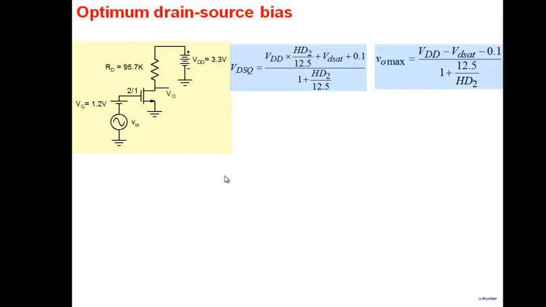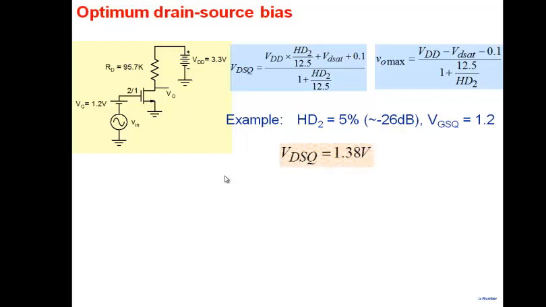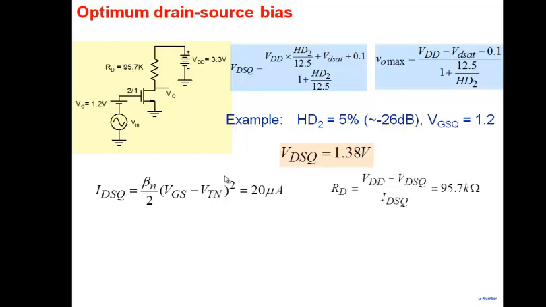I'm showing you a sample design. Here I have 1.2, 2.1, and based on this expression, I've again biased it at 1.2 volt, and I want harmonic distortion to be 5%, so I plug in 5% here. I get the optimum bias point now as 1.38 from this expression, and IDSQ, again based on the bias here, 1.2 volt gate bias, is 20 microamperes, and therefore I can get the value of RD. RD is 95.7 kilohm.